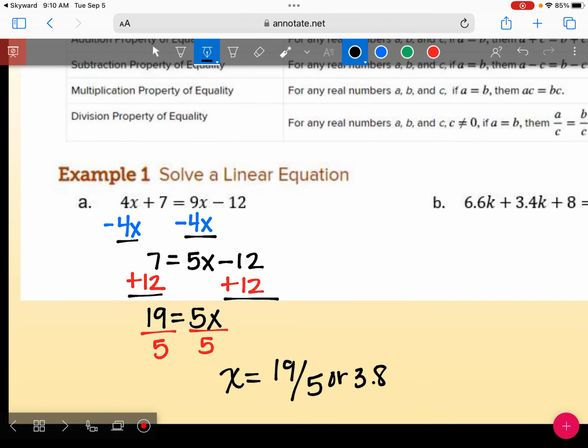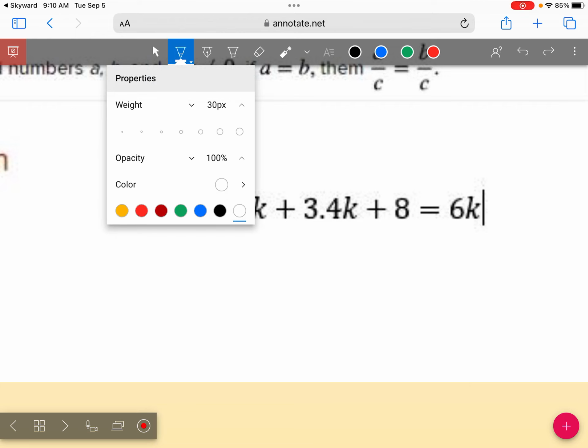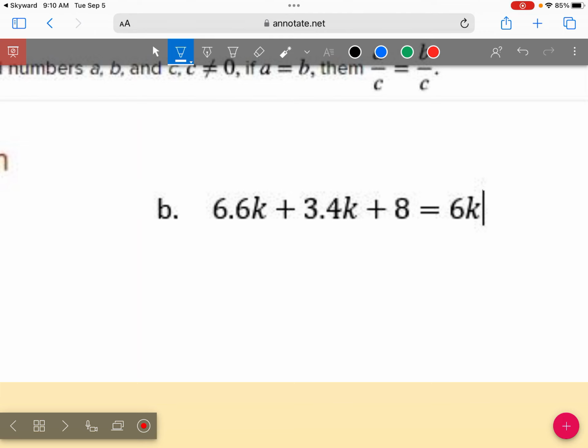All right, for question B, that little line shouldn't be there. Let me go ahead and take that off. Does that match the equation in your notes? Okay, so first thing we're going to do is combine our like terms. So anything that's on the same side, we don't have to do the opposite. We're just going to combine these together. Go ahead and pick up your calculator and add 6.6 and 3.4.